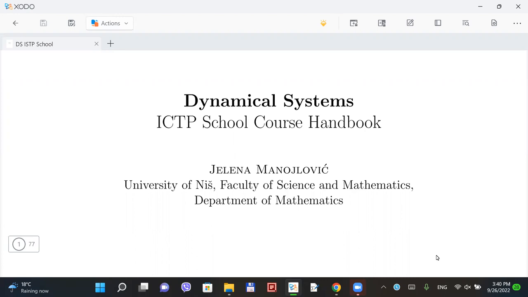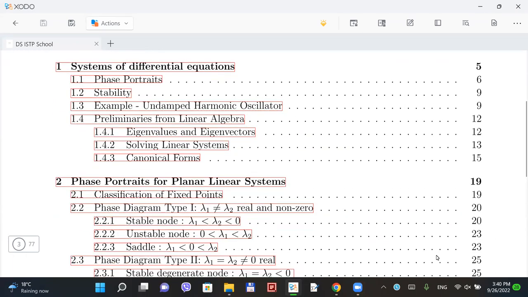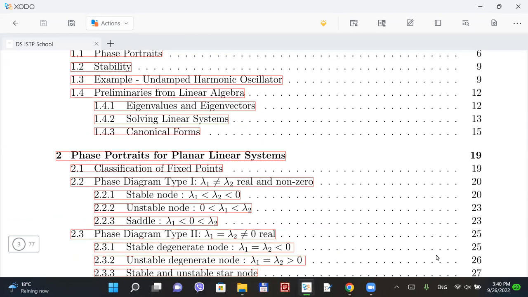So the field of qualitative theory of nonlinear differential equations, especially, was extensively studied in the 20th century and still is developing in that direction. So in this course I will present you some basic tools of the qualitative theory of differential equations. Of course we will start with some basic definitions of what the phase portrait is, what we mean by stability of dynamical systems, and of course some mathematical preliminaries from linear algebra, and of course what the general solutions of a system of differential equations are.